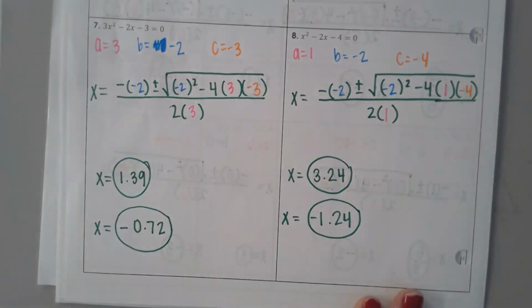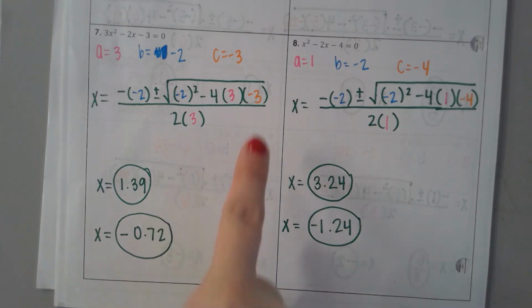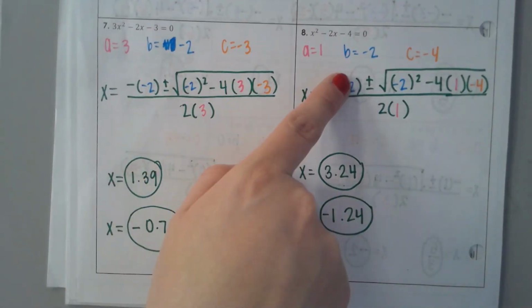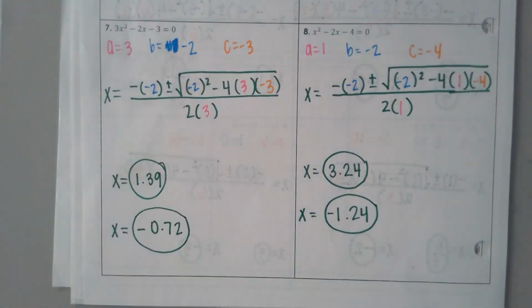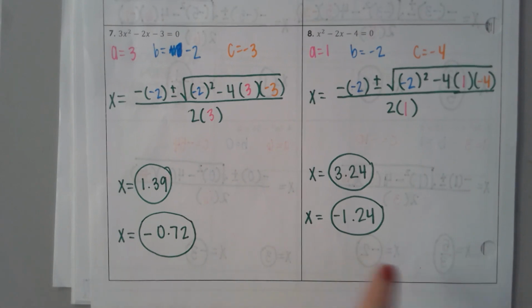But here are your answers for 7 and 8. I expect you, when you do your practice, I expect to see this work written out. You will not get credit if you don't show your work. So your answers are 1.39 and negative 0.72 for number 7. And then number 8, 3.24 and negative 1.24.